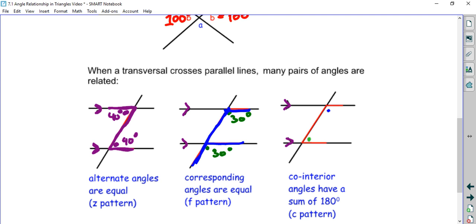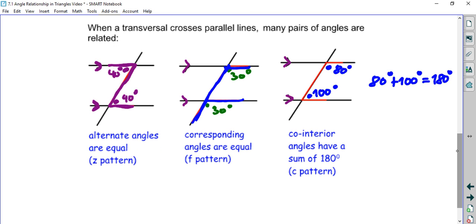Last one is cointerior angles, and cointerior angles you can see are this one and this one here, and this rule is a little bit different from the Z and F pattern. Cointerior angles actually add up to 180 degrees. So that means if this angle here is 80 degrees, then this one here would have to be 100 because together it will add up to 180 degrees. And we will use these relationships anytime we have parallel lines and a transversal going through those parallel lines.